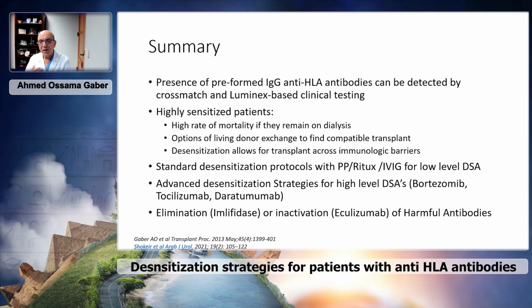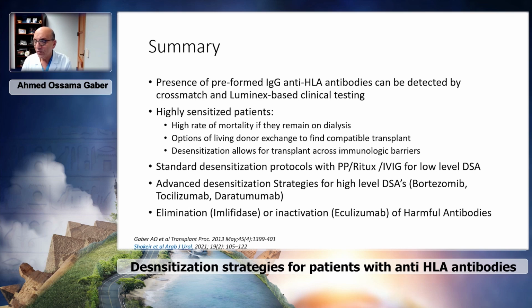Now, there are advanced desensitization strategies, and I showed you some of them, for the patients with high levels of DSAs. They can get bortezomib, tocilizumab, daratumumab, belatacept, which I don't have on the slide here, which has been excellent, not only because you can give it pre-transplant to decrease the antibody levels, but also you maintain them on it post-transplant, so you prevent the rebound of the antibodies. I found belatacept to be one of the most effective tools that we've developed in our armamentarium now for desensitization.